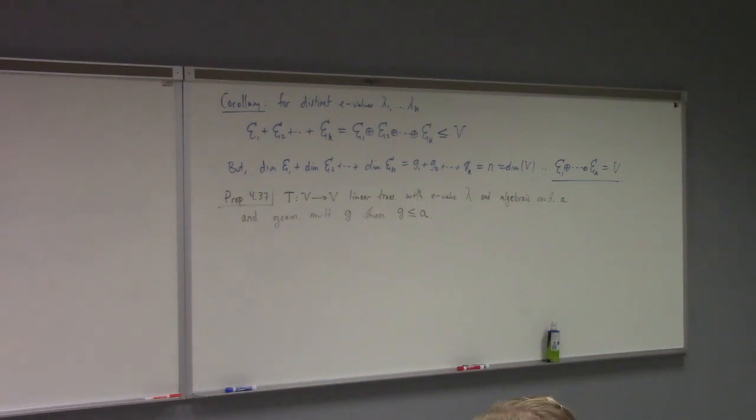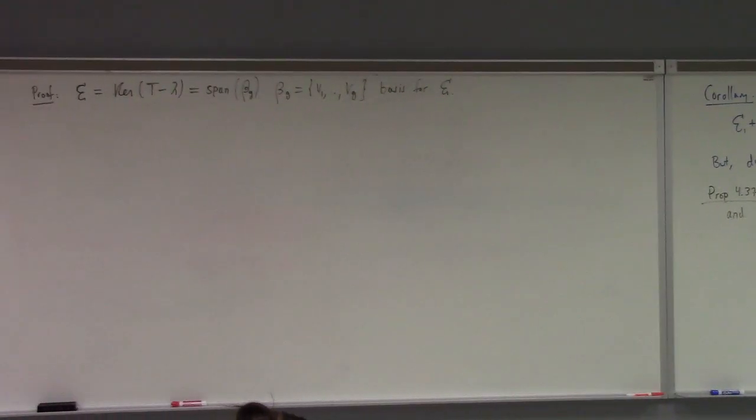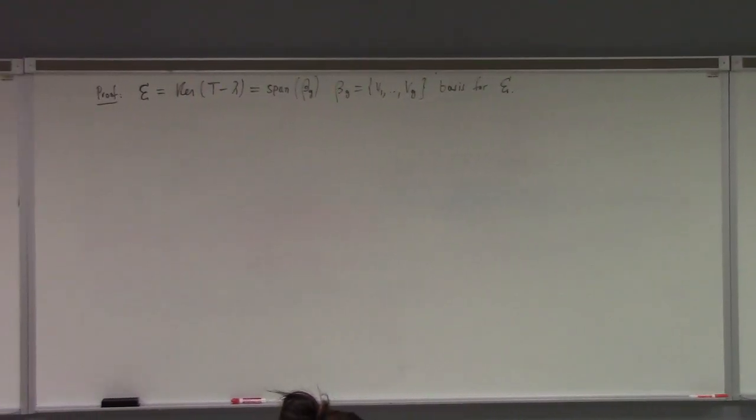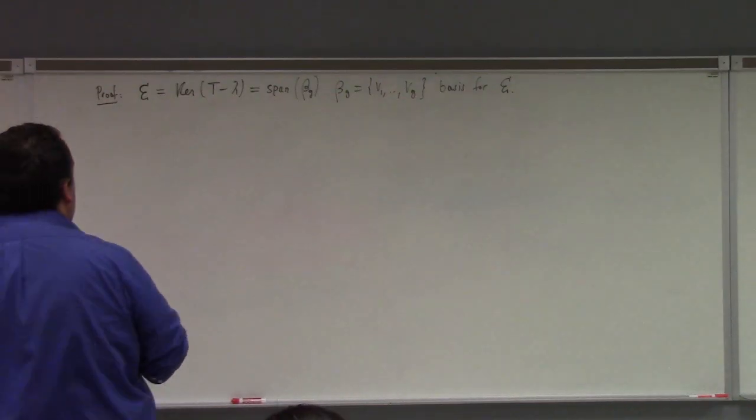Then what can we do? Extend that to a basis for the whole space, right? Extend it to a basis for the whole space. So let's again suppose that the dimension of the whole space is n. Let's call that basis beta.